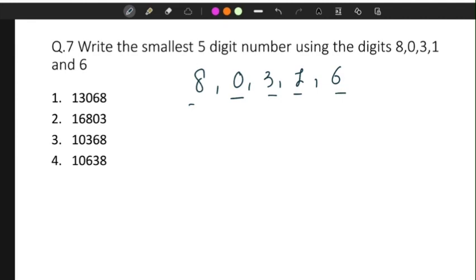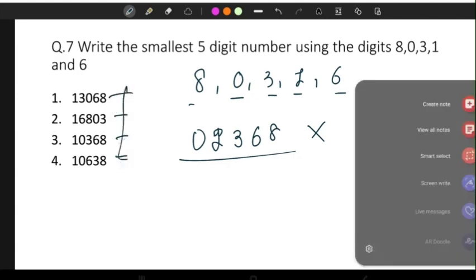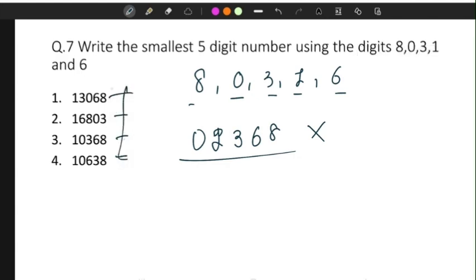One mistake students often make is that they take 0 in front, that is 0, 1, 3, 6, 8. This is the wrong way. Never take 0 in the front. Even in the options they have not given such a number. So if we look at the options, you can find the answer to the question. I'll show you how.